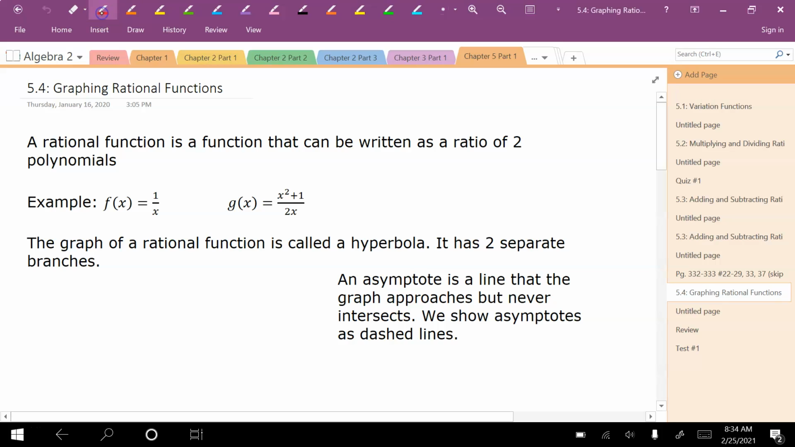For section 4, we're going to start talking about how to graph these rational functions. So we're going to step away from adding and subtracting, multiplying and dividing, like trying to combine them. We're going to focus on if they gave us a rational function, how would we graph it? What would it look like?